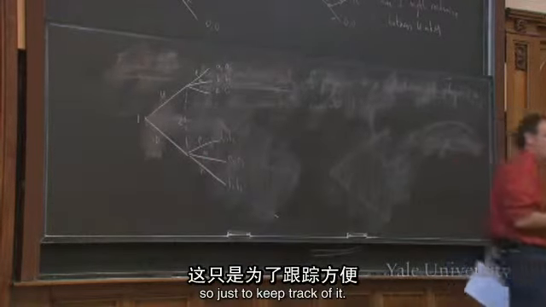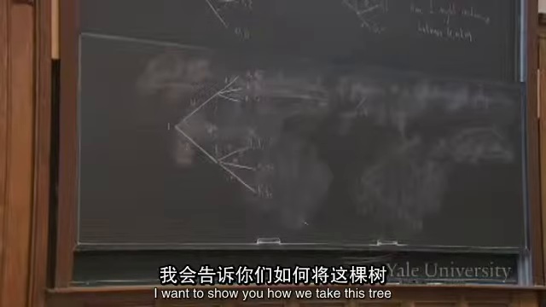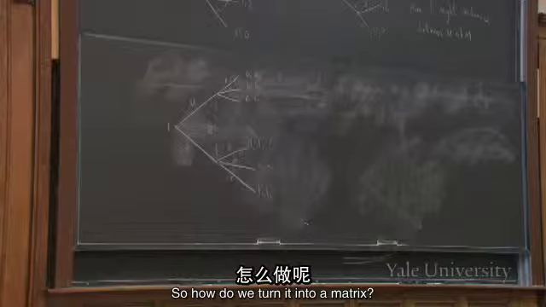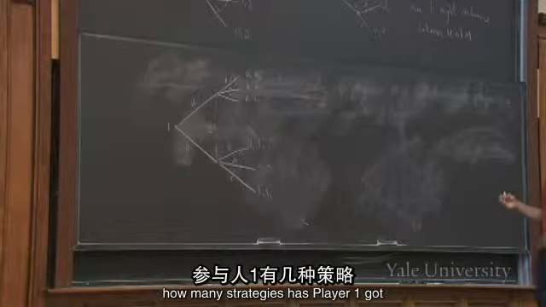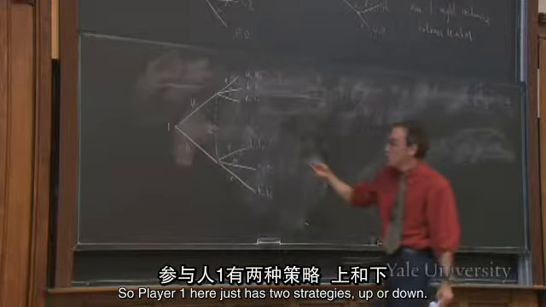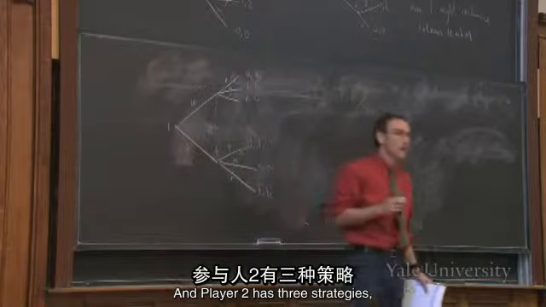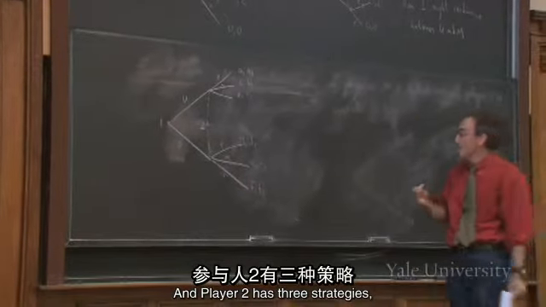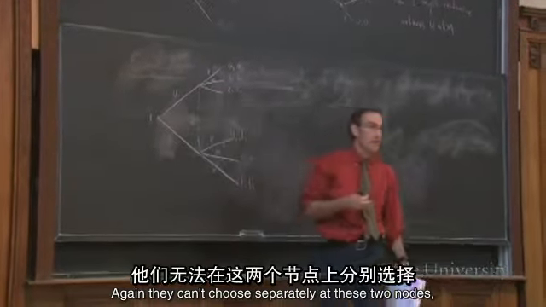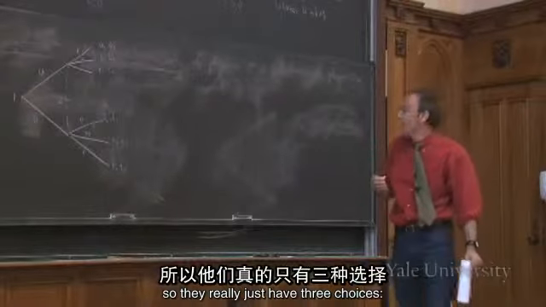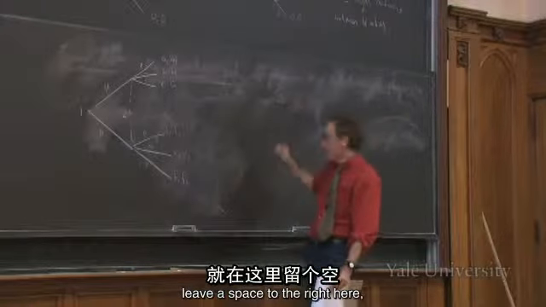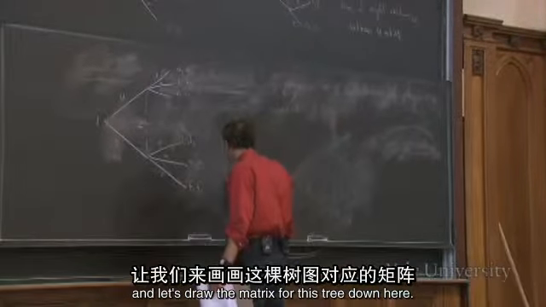All right, just to keep track of it. And I want to show you how we take this tree and turn it into a matrix. So how do we turn it into a matrix? Well, we ask how many strategies player 1 has, and how many strategies player 2 has. Player 1 here just has two strategies, up or down, and player 2 has three strategies, either left, middle, or right. Again, they can't choose separately at these two nodes, so they really just have three choices. Now, leave a space to the right here in your notebook, and let's draw the matrix for this tree down here.